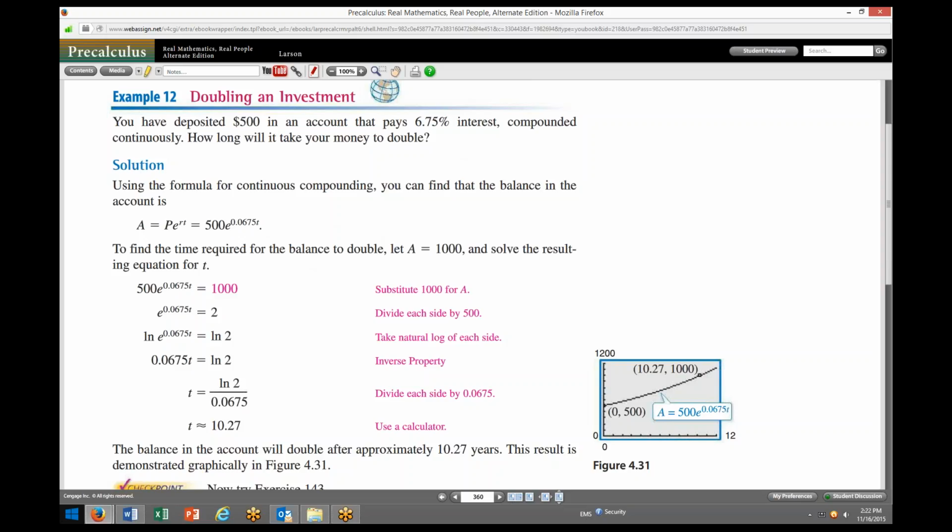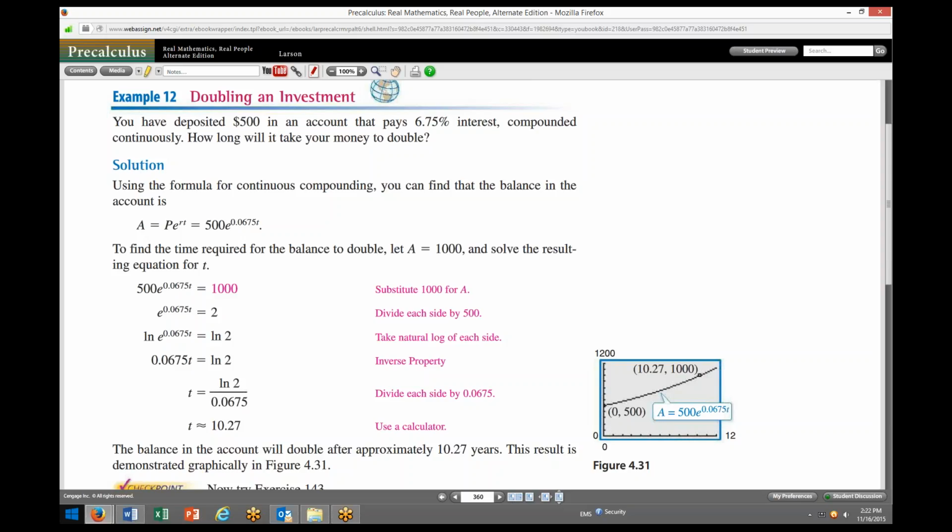So that means t then is in years. And now to find out how long it's going to take to double, here's where we do a clever little trick. We already know how much money it's going to turn into. We just don't know how much time it's going to take, because we know how much money it's going to turn into. We start with 500 and it's going to double. So 500 becomes 500 times 2, becomes $1,000.